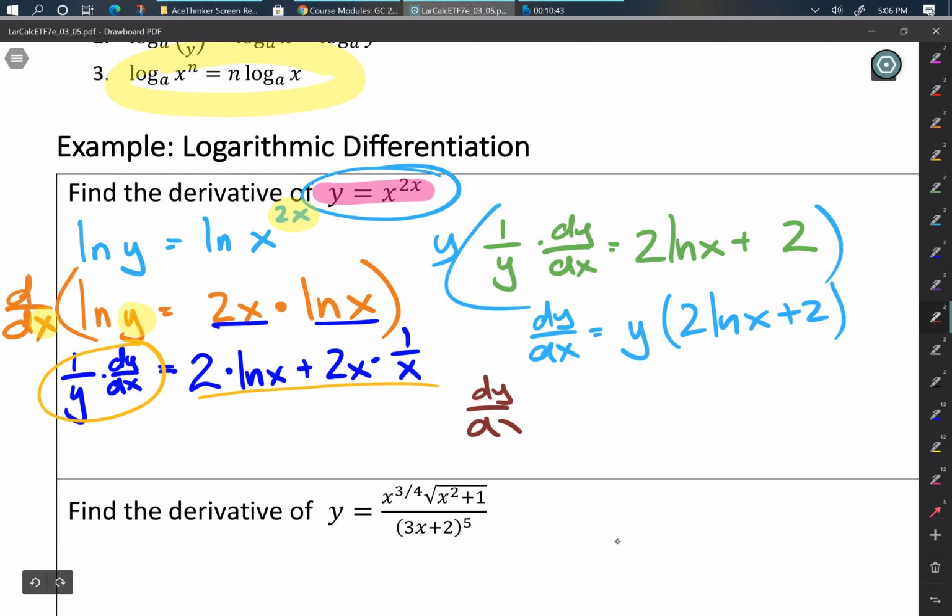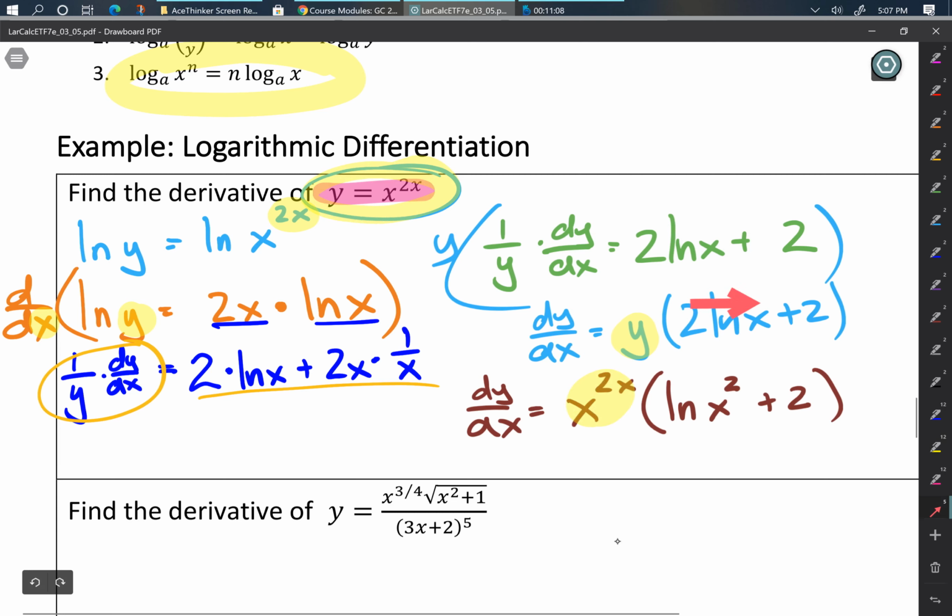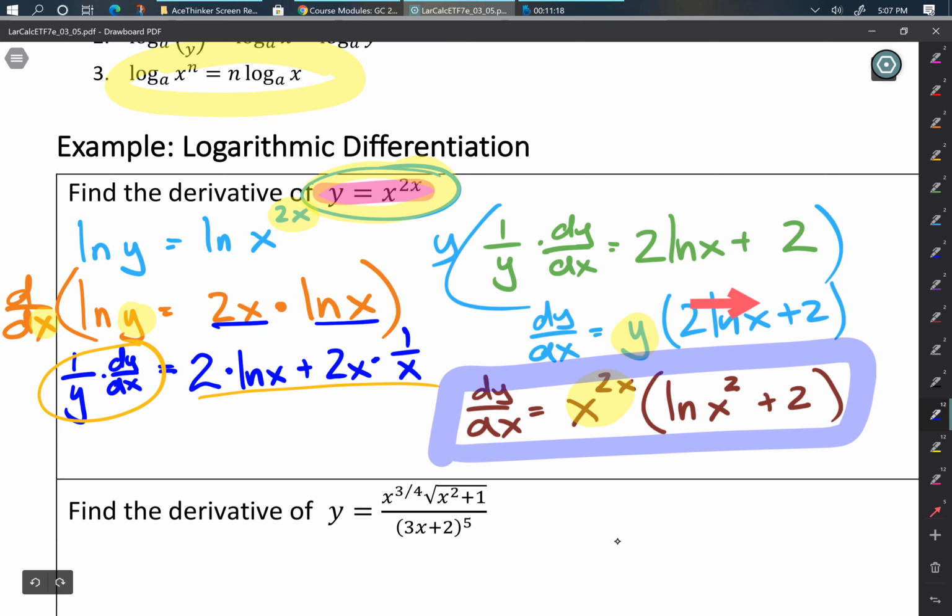dy/dx is equal to x raised to the 2x times the natural log of x squared plus 2. Now you might be asking how that happened. Well, the y turned into x to the 2x because that statement tells me that y is the same thing as x raised to the 2x. And then using rules of exponents, that 2 right there goes: 2 times the natural log of x becomes the natural log of x squared. And now I have the derivative of y equals x raised to the 2x.